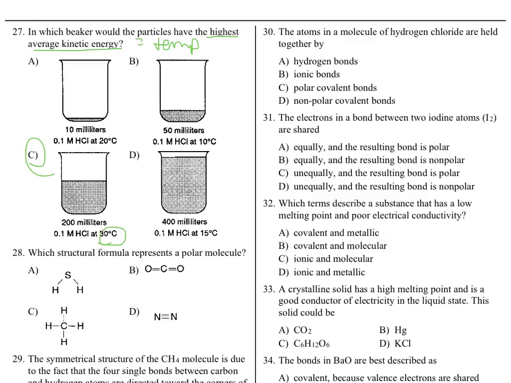The next question asks, which structural formula represents a polar molecule? When we're looking for a polar molecule, we want to look for asymmetry. So when we look at how these structures are drawn, we can see that choice A lacks horizontal symmetry. It has some vertical symmetry, but horizontal symmetry it lacks, versus choice B has both horizontal and vertical symmetry, as does C and D. So the one that lacks symmetry is a polar molecule.